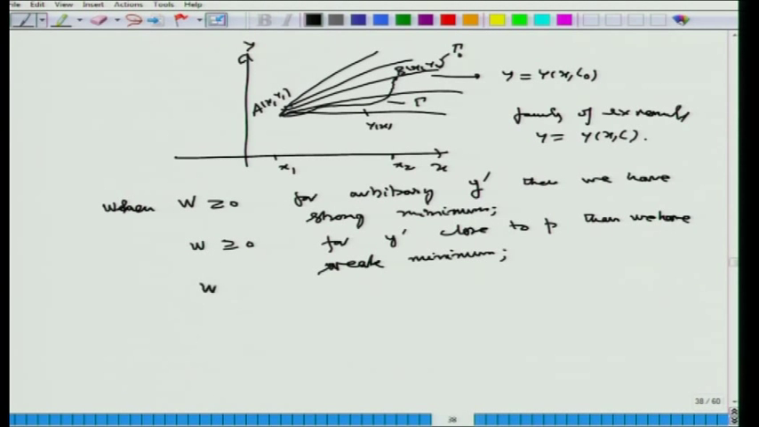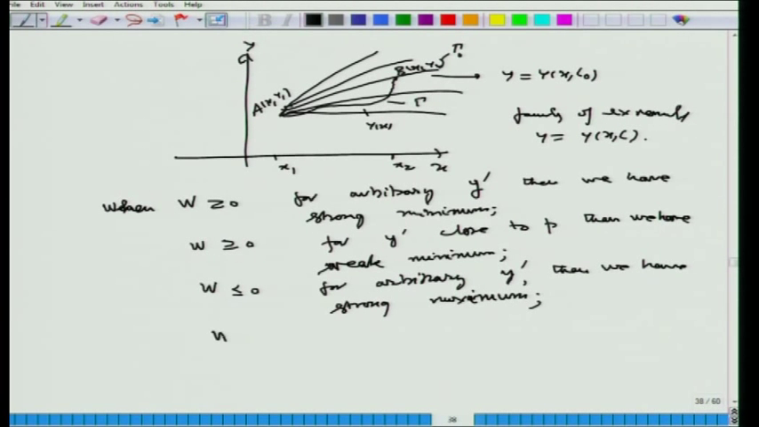and if W is less than or equal to 0 for arbitrary y prime, then we have a strong maximum, and if W is less than or equal to 0 for y prime close to p, then we have a weak maximum.